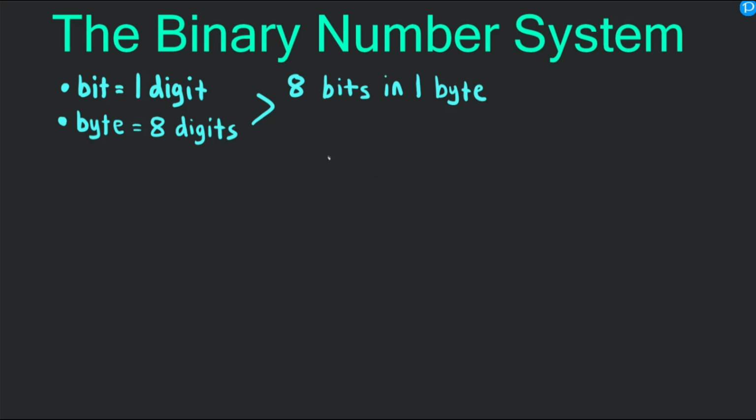Let's use the number 1, 0, 1, 1, 0, 0, 1, 1. Now, as before, I'm first going to label each place's value. The rightmost place has a value of 2 to the power of 0. We then increase this power by 1 for each place we move toward the left.